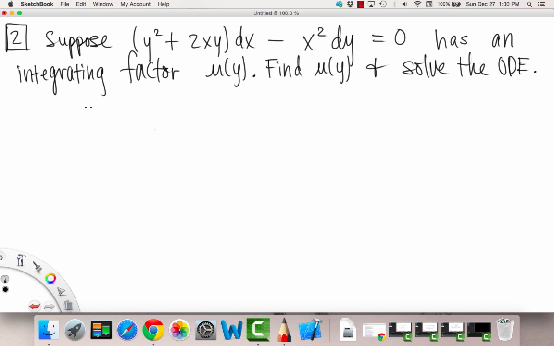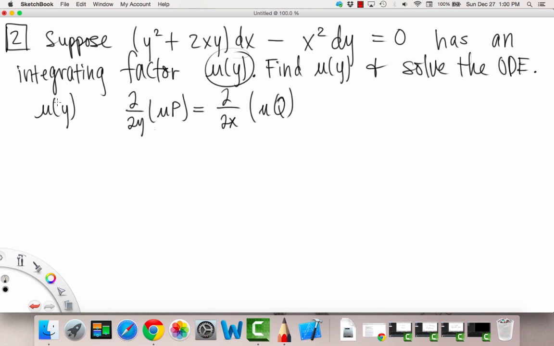So the partial with respect to y of mu times p should be equal to the partial with respect to x of mu times q, once we know our mu here. And if our mu is a single variable function dependent only on y, then the left side is expanded, so we'll have more terms there. So we have partial mu partial y times p plus partial p partial y times mu is equal to mu times partial q partial x.